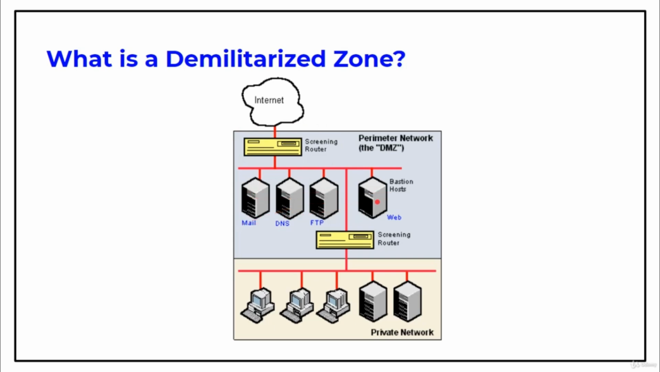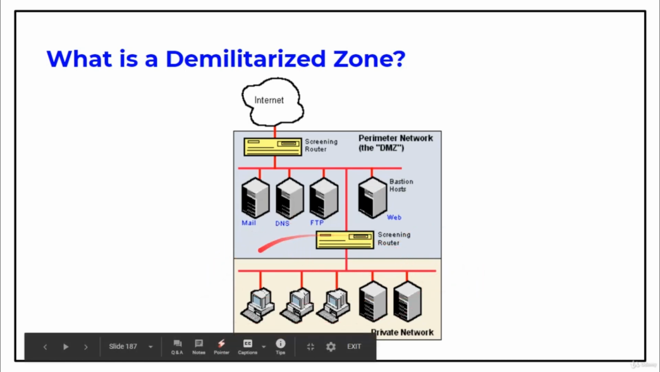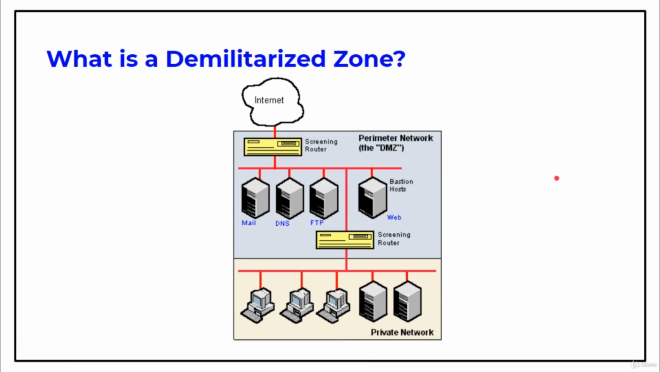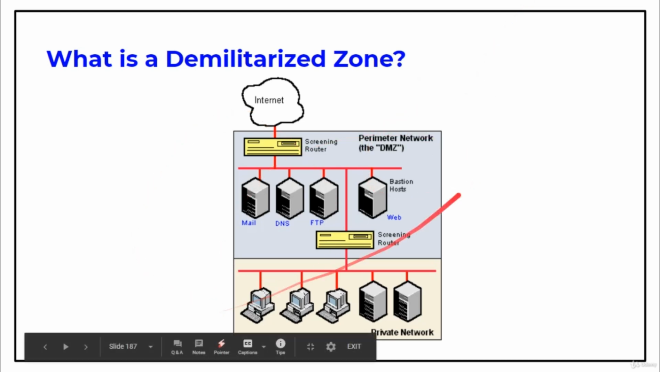But if someone tries to interact with the private network here, that becomes an issue because that one is protected. Since the private network is not available to the public, it is placed after the DMZ. So in between the internet and the private network lies the demilitarized zone, that is DMZ.